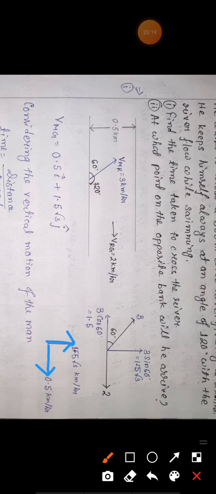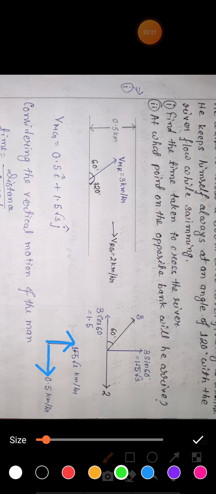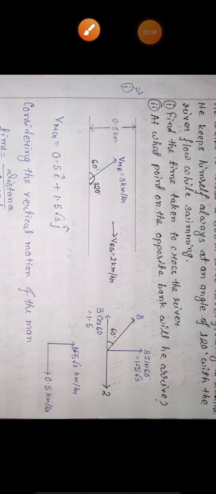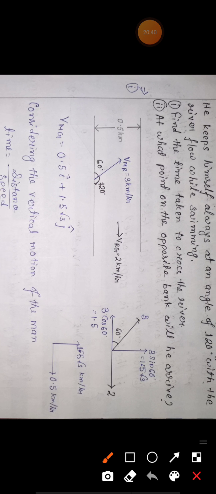and 1.5 root 3 km per hour in the positive y direction. So ultimately, if you are on the river bank, you will see the man actually covering the path like this, the green path. So you can write that the velocity of the man with respect to the ground is 0.5 i hat plus 1.5 root 3 j hat. This is the velocity of the man with respect to the ground in vector form.